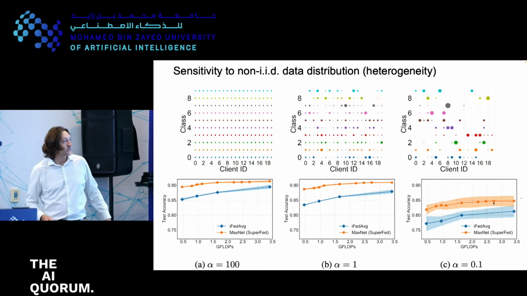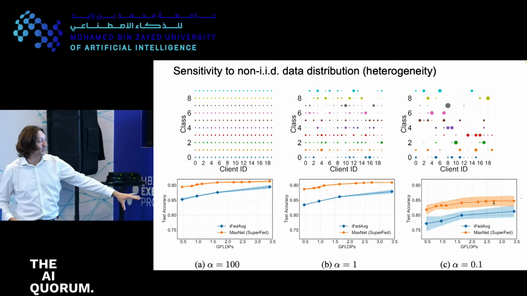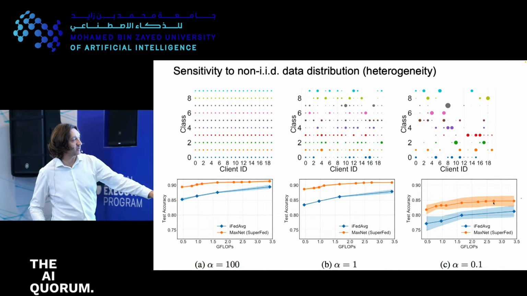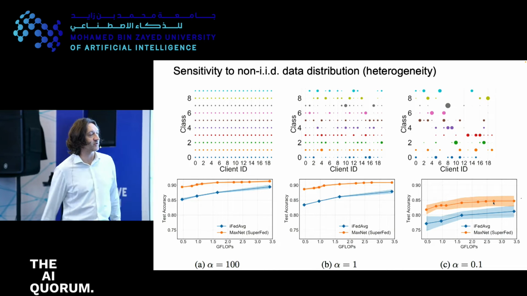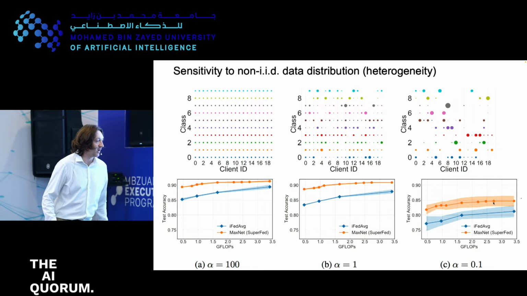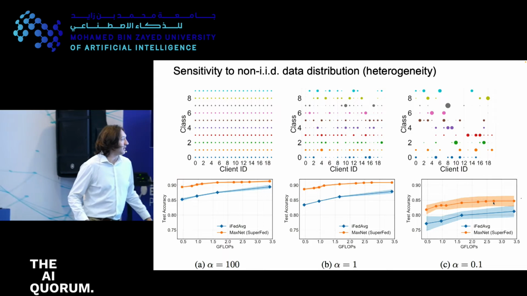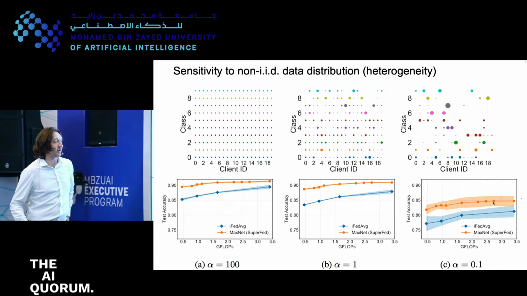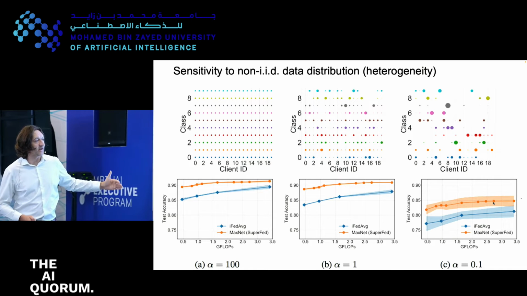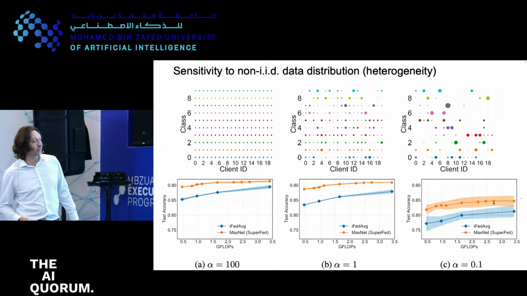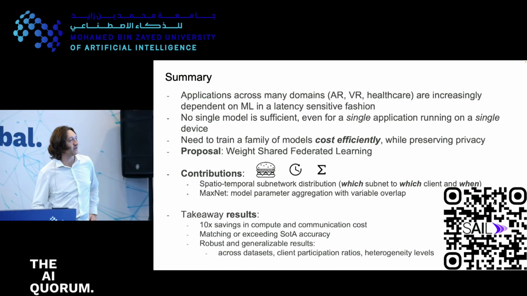Okay. So how are we doing with respect to statistical heterogeneity? On the left-hand side, mostly homogeneous, alpha equals 100. In the middle, we have some heterogeneity with alpha equals 1. On the right-hand side, we have alpha equals 0.1, mostly heterogeneous. You can see that higher is better, orange is us, and we are outperforming the independently trained federated averaging. And in addition to this, we're also more robust to the increase in statistical heterogeneity compared to federated averaging.